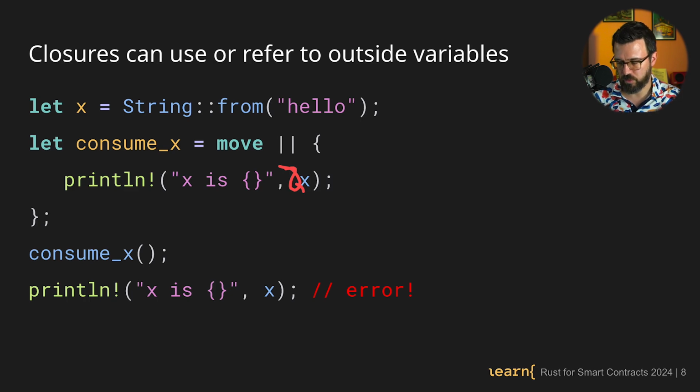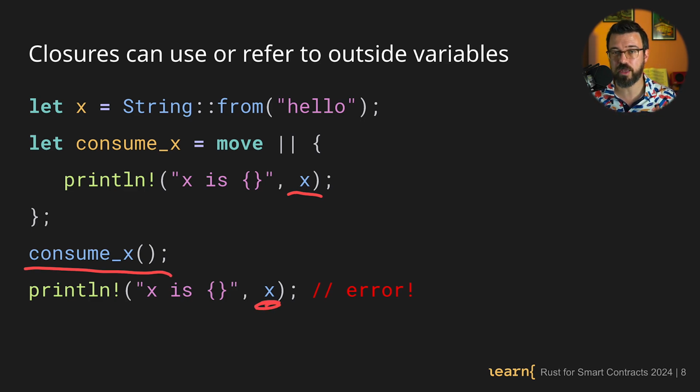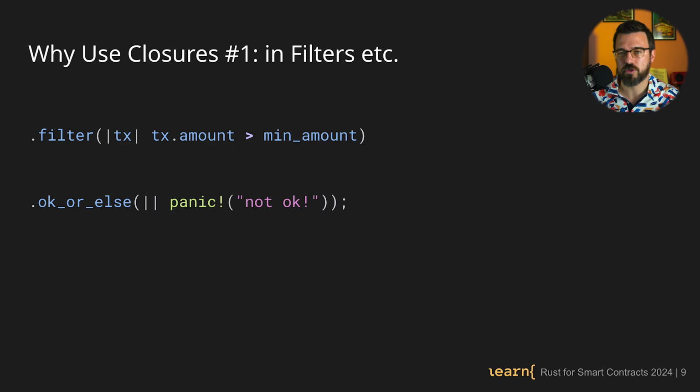It wouldn't be moved at all. Or if I cloned it, for example. But it is moving x in here. It's being used in the closure as soon as I call the closure, and then x will be unavailable down here. You don't forget your ownership and borrowing rules when using closures, but you can use things outside in closures.